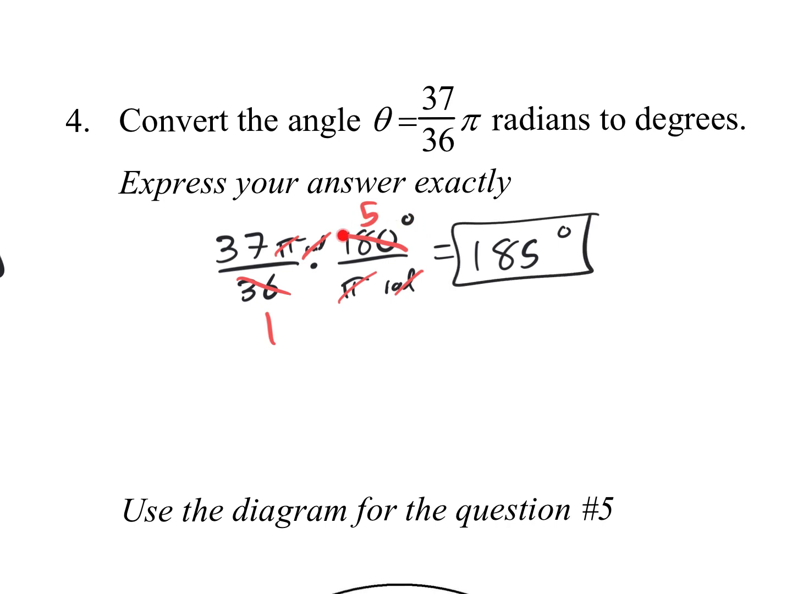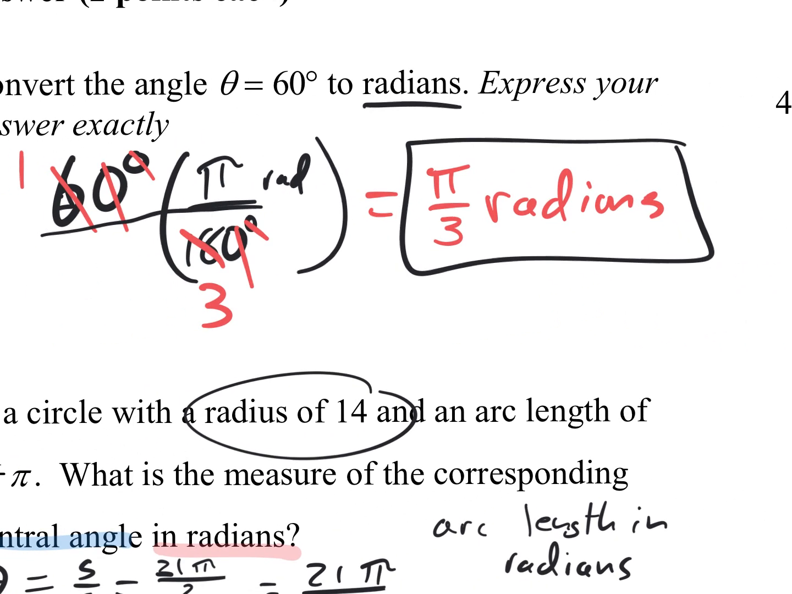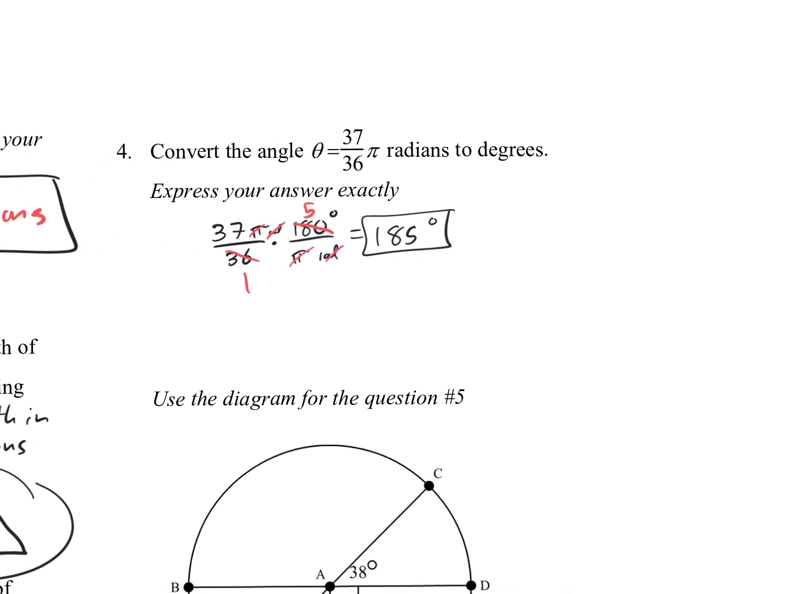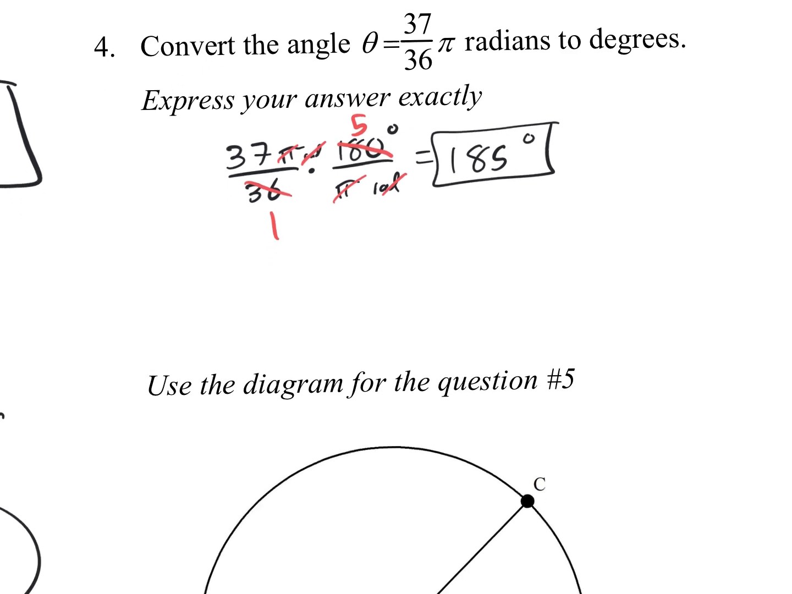Okay, so I just multiplied by my conversion factor, which is 180 degrees over pi. Again, I did degrees on top because I want to go to degrees. Round number 1, I did radians on top because I wanted to go to radians. So when you have to convert, ask yourself what you're trying to get to and put that on top.